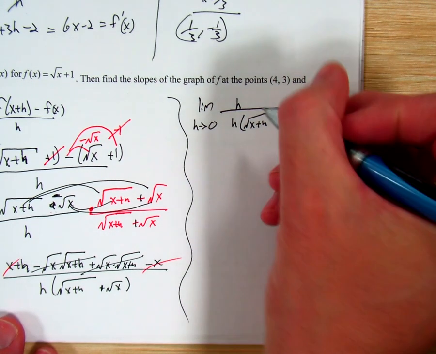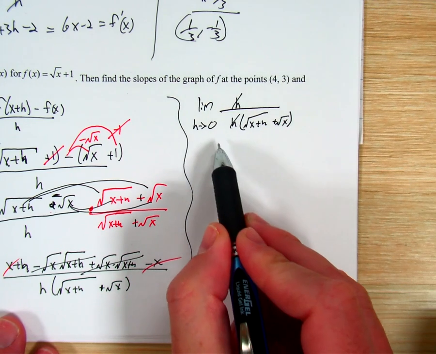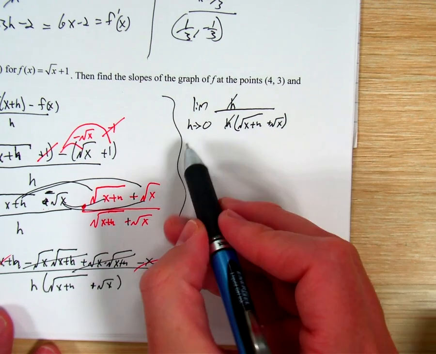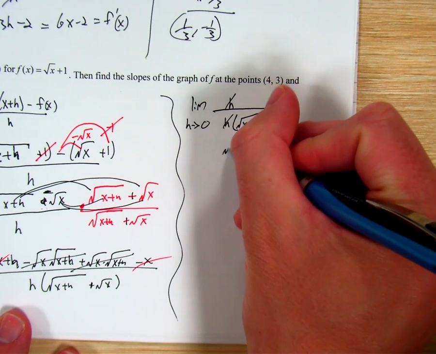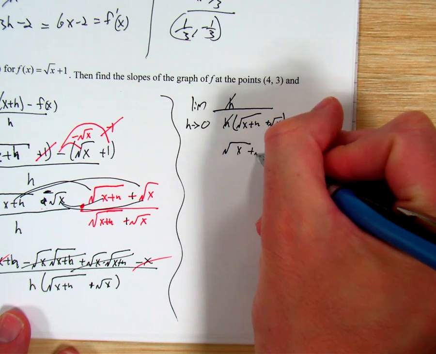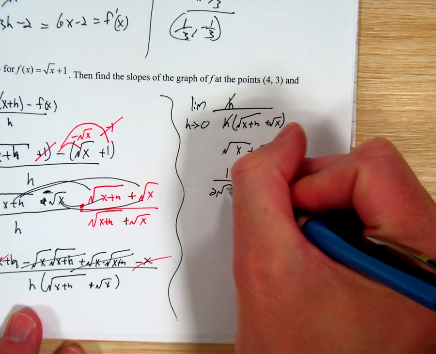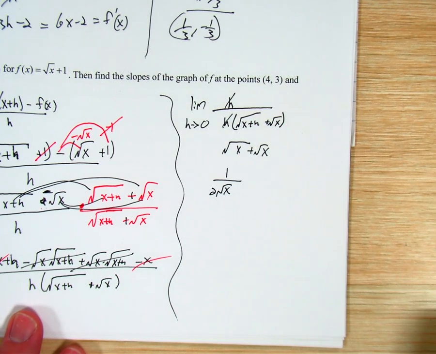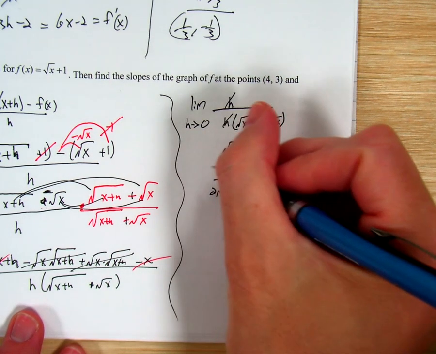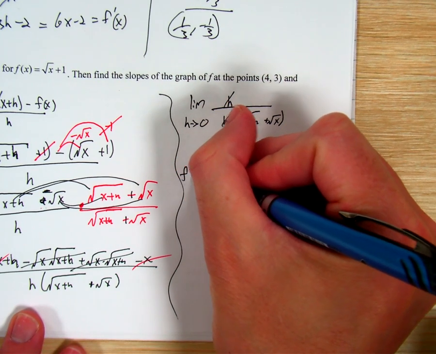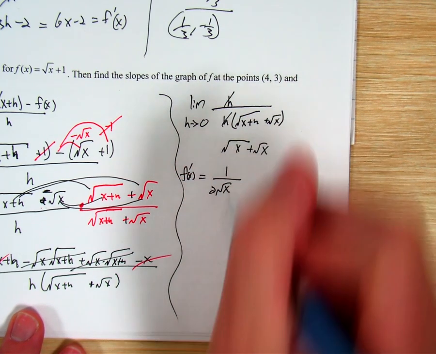Okay, so now these h's cancel, and when I do the limit as h goes to 0, we're going to have the square root of x plus the square root of x, or 1 over 2 square roots of x. That's going to be your derivative or slope formula.